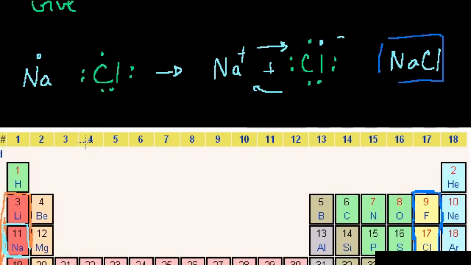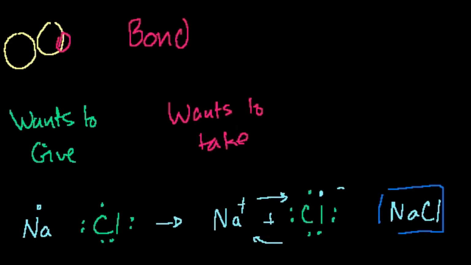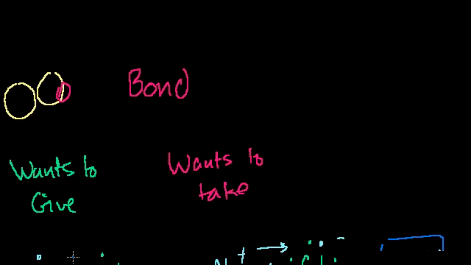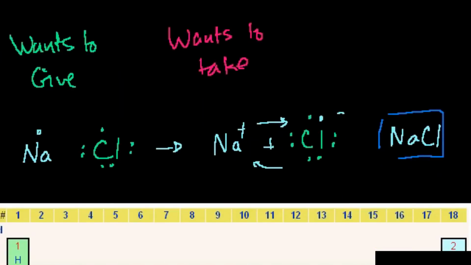Now that's the situation where one guy really wants to offload an electron, one guy really wants to take it. What happens in the situation where they're both not as extreme in their views on whether or not they want to give or take electrons? So let's think of a few other examples. The best example is elemental oxygen, right?